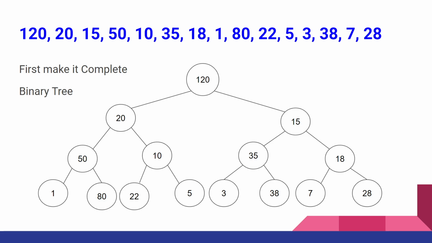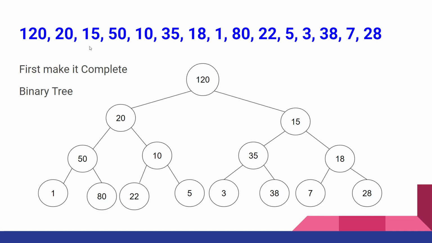Then how do you do it? First of all, let us make it a complete binary tree. You know the procedure. What is a complete binary tree? The numbers are placed from left to right and level to level. Remember this thing. It is from left to right. From top to bottom means first this layer, 120, then 20 and 15. So left to right, 20.